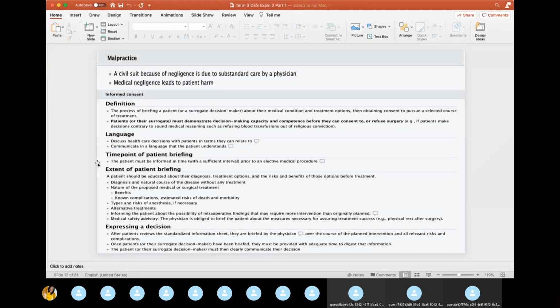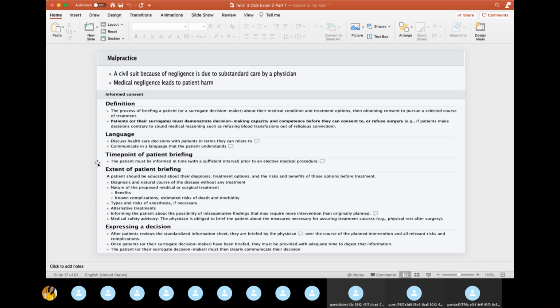Now, malpractice, as I've said before, you have a duty to treat, and you didn't do anything to save that patient's life. Are you liable? Yes, you're liable. Why? Medical negligence. So you're going to get a civil suit of negligence due to a substandard of care.